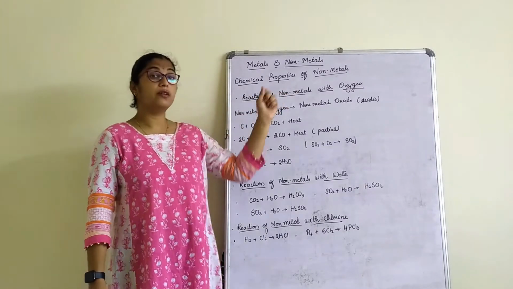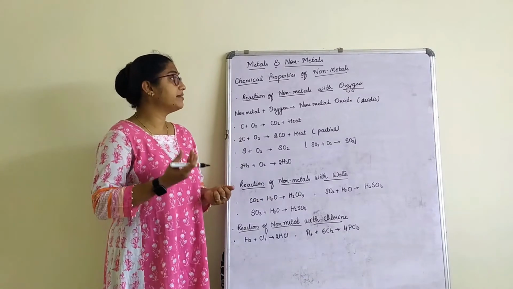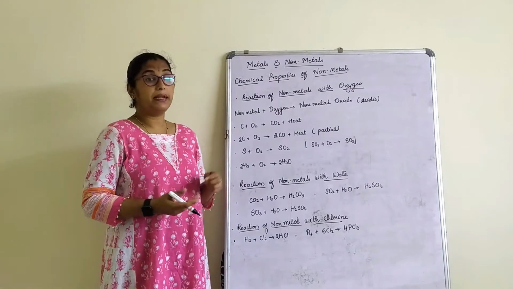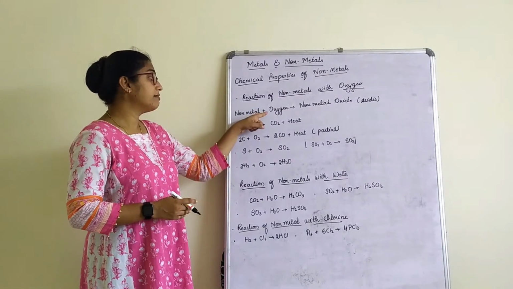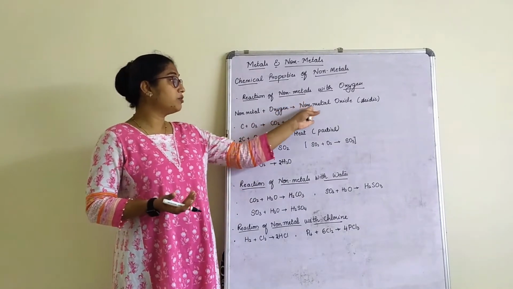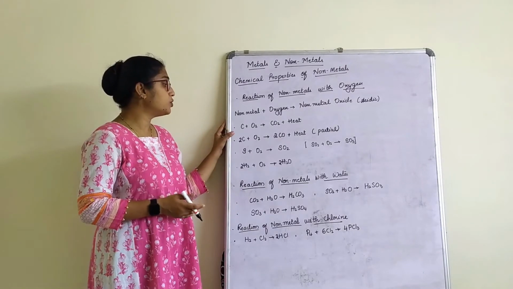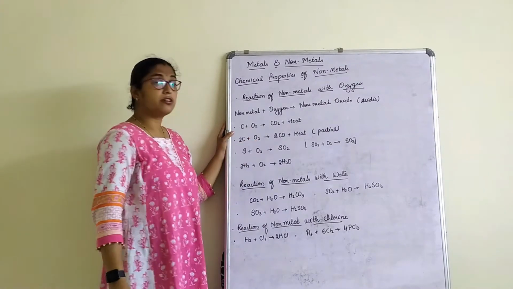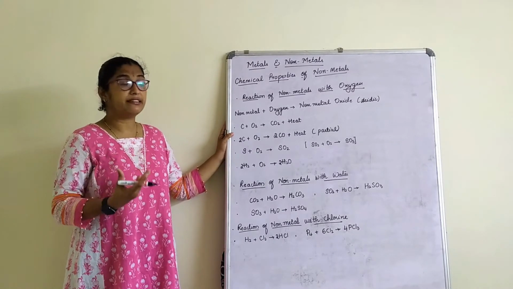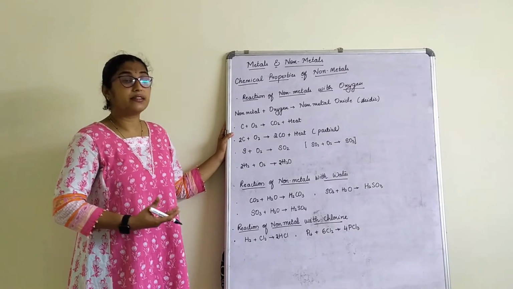Reaction of nonmetal with oxygen. As I have told, the reactions of nonmetals with oxygen and other things are quite simple compared to metals. A nonmetal reacting with oxygen will give a nonmetal oxide. We all know that nonmetal oxides are acidic in nature. For example, carbon plus oxygen gives carbon dioxide plus an enormous amount of heat liberated, since it is nothing but a combustion.